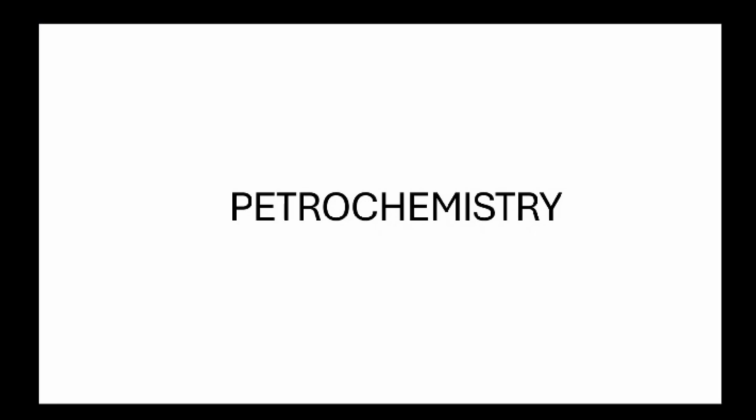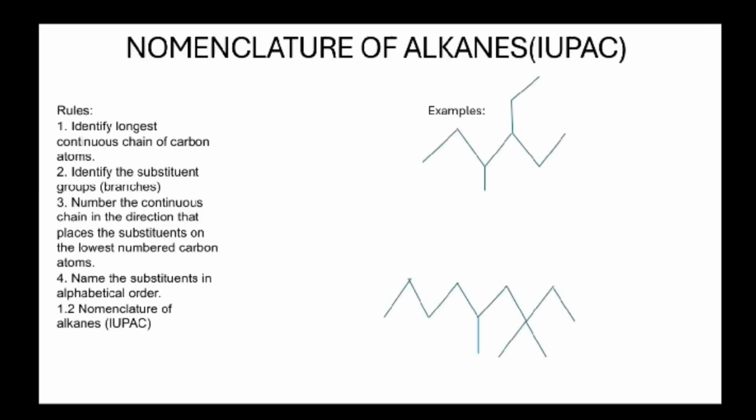This is our first video on petrochemistry, and our topic for today is nomenclature of alkanes. So let's get started. Hydrocarbons having carbon-carbon single bond are called alkanes. There is a systematic way to name alkanes. Today we will try to name some alkanes using these rules.